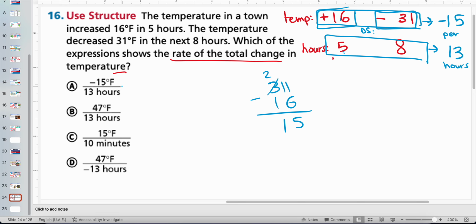So which option? This one: negative 15 Fahrenheit per 13 hours. Right? Yes. So A is the answer. That's it.